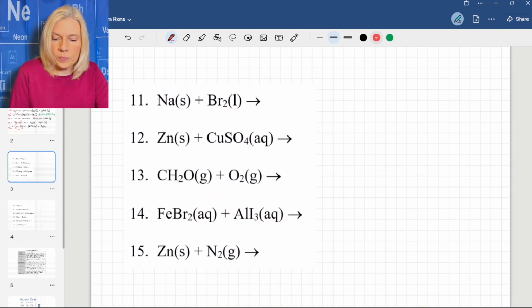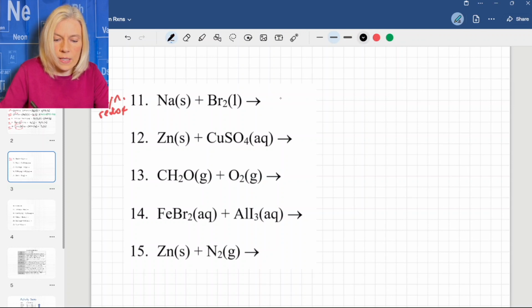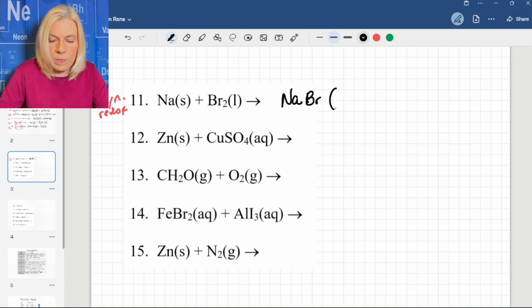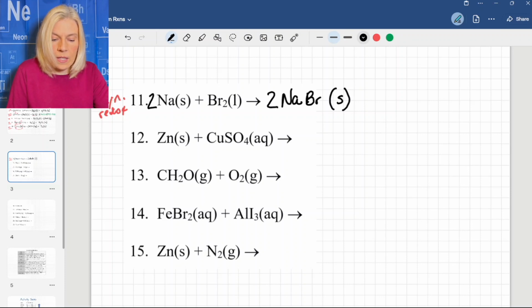Here we have, what's going on? Metal plus non-metal. This is our synthesis reaction. It is also redox because we will have an ionic compound forming. Yes, we will have sodium bromide, +1 -1. Solid ionic compounds are always solid, so we need to balance right there. Let's keep going.